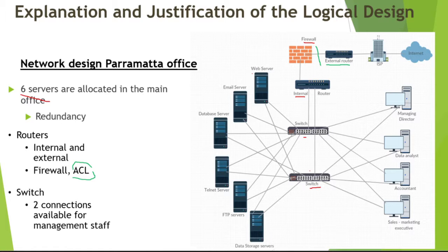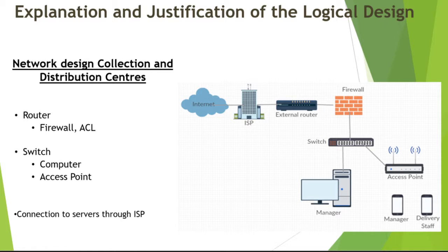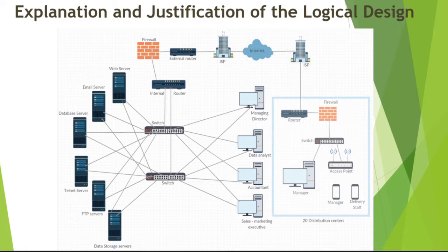Redundancy has also been given to the employees' connections to support the demand of the data analyst, who, according to the case study, must access a large volume of information. In the 20 collections and distribution centers, a smaller network is implemented. The router, which is protected with a firewall, is connected to one switch, and it provides the connection to the desktop computer. Additionally, there is an access point connected to the switch for wireless connections and mobile access as established in the technical requirements. The connection between the distribution centers and the servers in Paramata is established through the ISP.